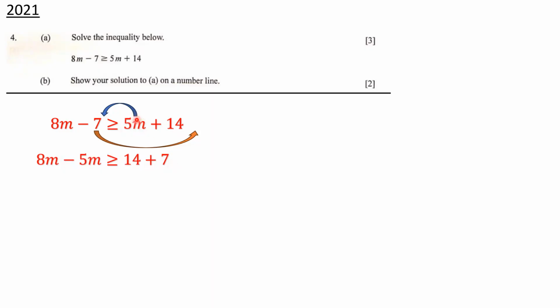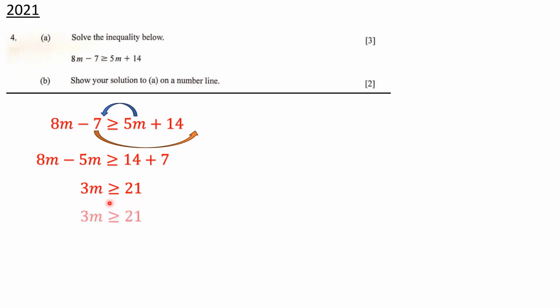It was a positive here. When we send it over the inequality sign, it becomes a negative. This was a negative. When we send it over, it becomes a positive. And so 8m minus 5m is definitely 3m. And so we have 3m is greater than or equal to 21. Why 21? Because 14 plus 7 is 21.